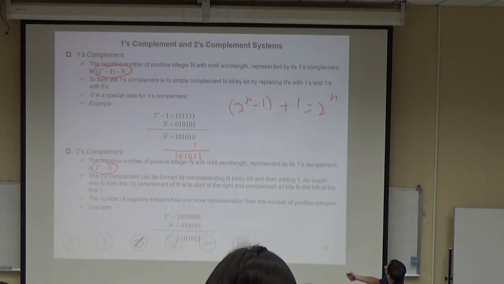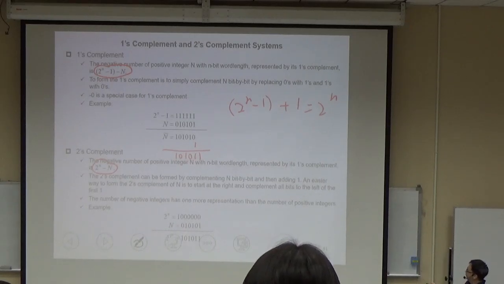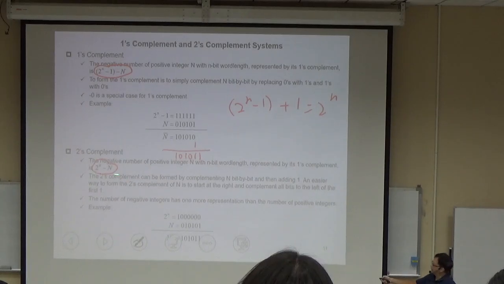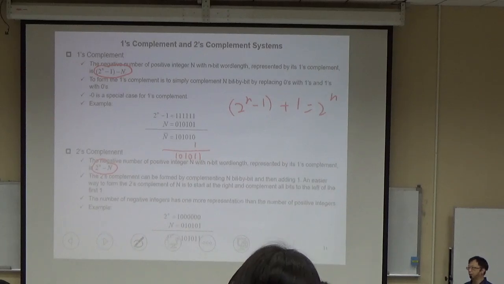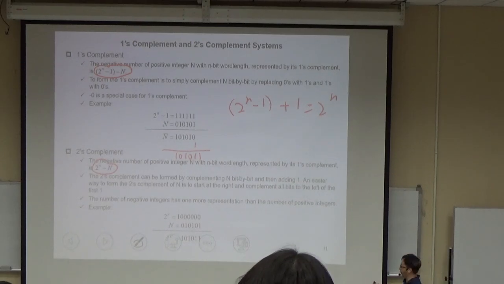So in the second point right here, the two's complement can be formed by complementing n bit by bit, and then adding one. So the sentence right here means that if you obtain the one's complement result and add one, you will get the two's complement result. Okay.